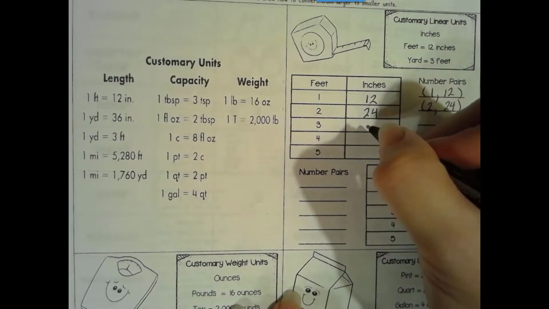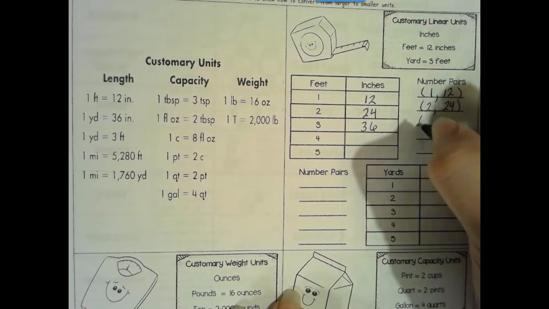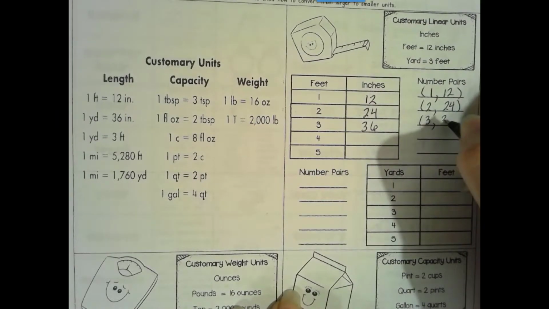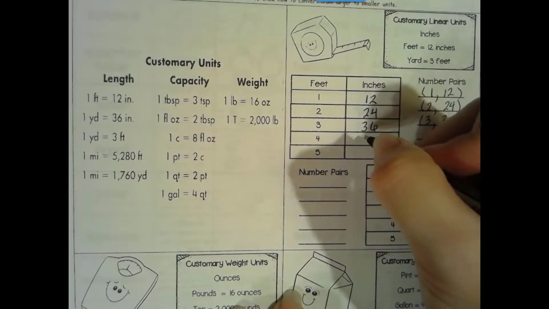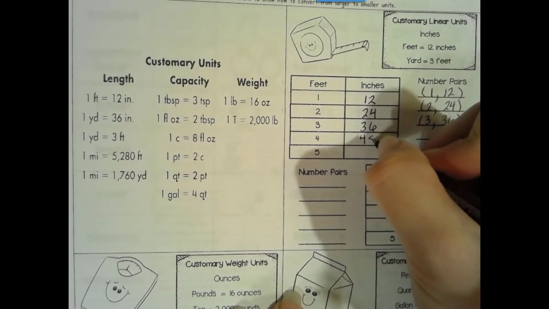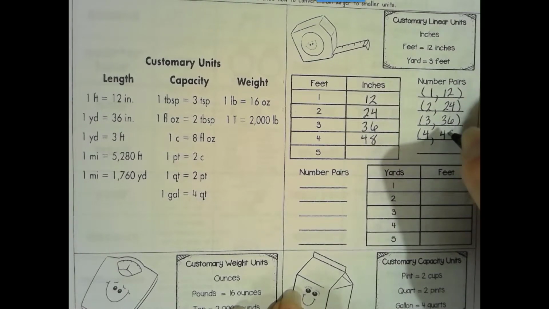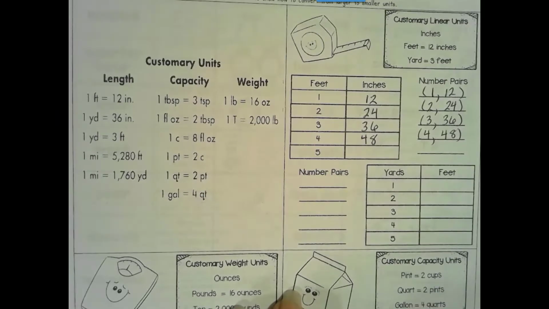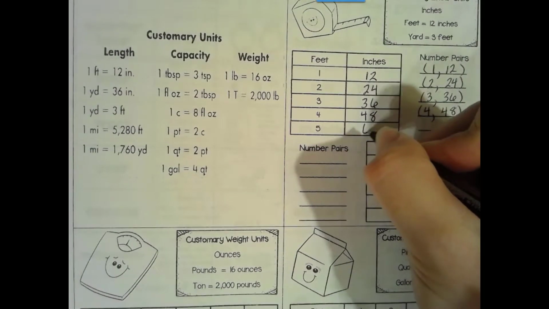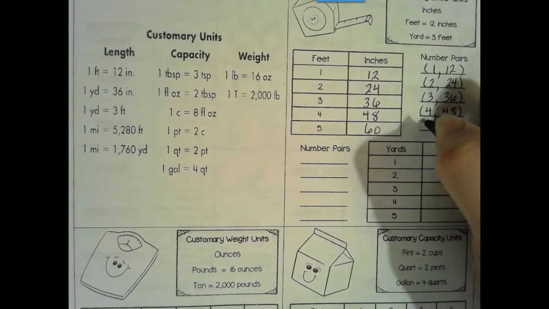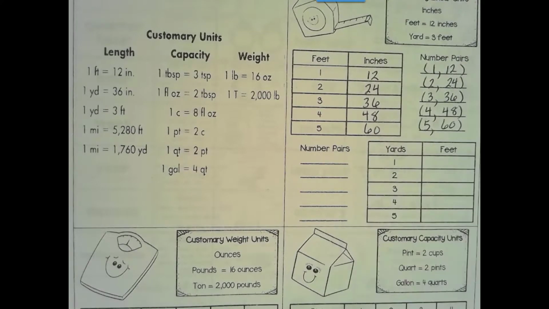3 groups of 12 is 36. So for every 3 feet, there are 36 inches. 4 groups of 12 is 48. For every 4 feet, there's 48 inches. 5 groups of 12 is 60. So in every 5 feet, there are 60 inches.